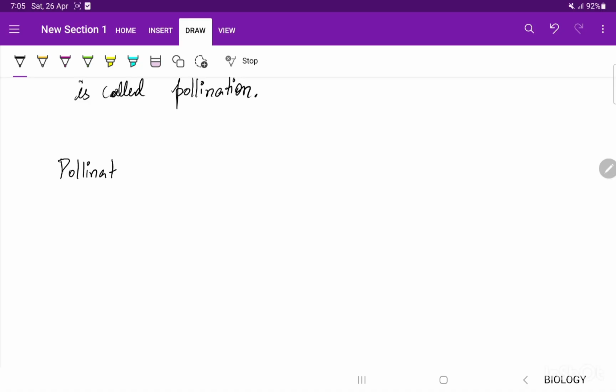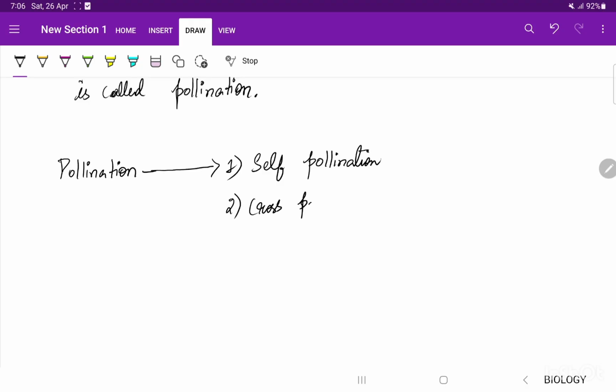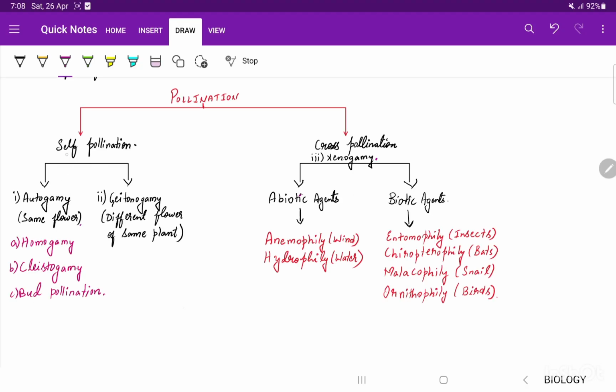Pollination has 2 types. First is self-pollination and the second is cross-pollination. There are 2 types, self-pollination and cross-pollination. Among self-pollination, again there are 2 types, autogamy and geitonogamy. In cross-pollination, that is xenogamy. In autogamy, there are three types again: homogamy, clistogamy, and bud pollination.